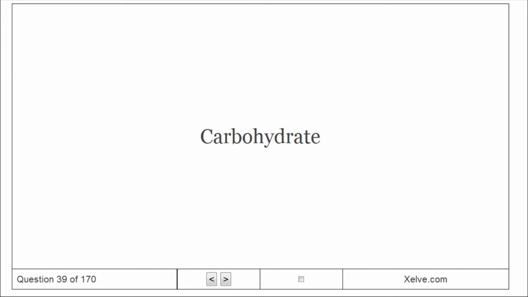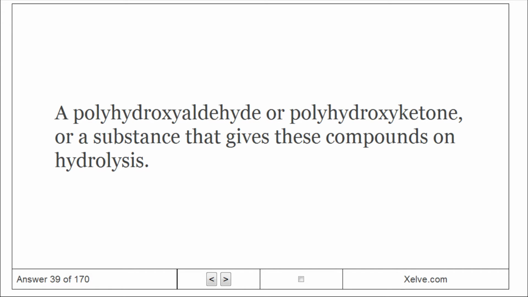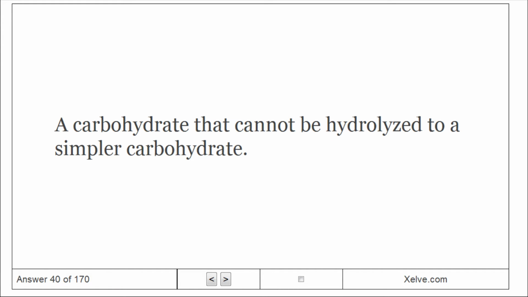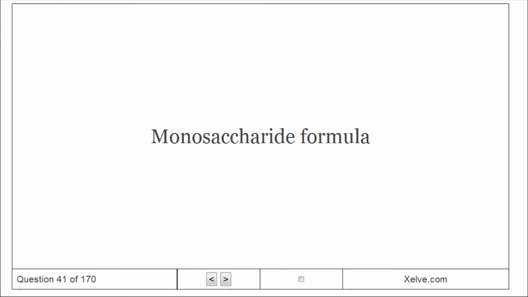Carbohydrate. A polyhydroxyaldehyde or polyhydroxyketone, or a substance that gives these compounds on hydrolysis. Monosaccharide. A carbohydrate that cannot be hydrolyzed to a simpler carbohydrate. Monosaccharide formula: CnH2nOn.